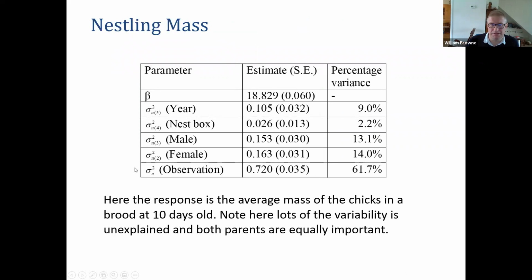So let's move on to the next measure, which is nestling mass. This is actually the average mass of the chicks at 10 days old. So not when they were laid, at 10 days old. And what we see for the first time here is that the average is 18 grams, I guess, nearly 19. There's lots of unexplained variation. About 60% of it we can't explain.